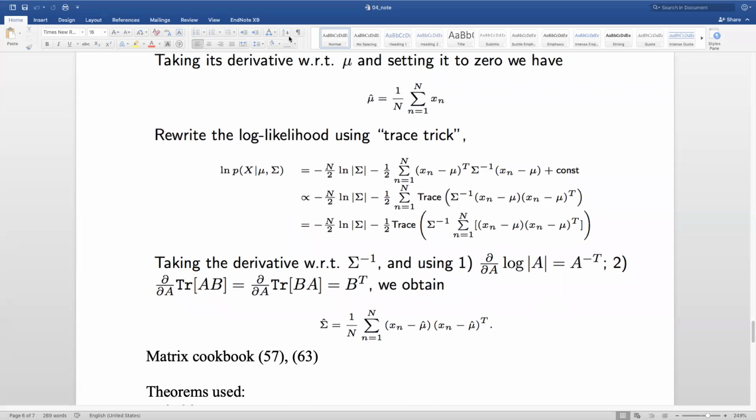Firstly, to use a trace trick, you should observe this. Okay, this thing is what? Is it a scalar, a vector, or a matrix? What is this? Who can tell me?